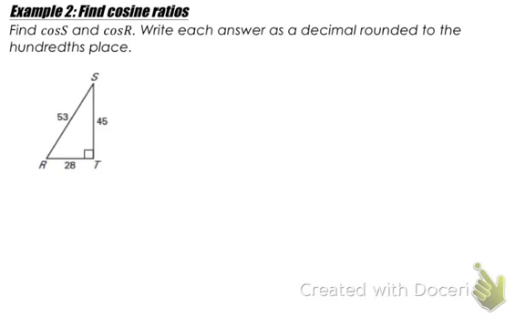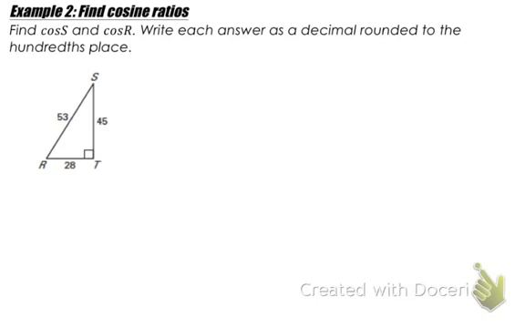Alright, now in this video, we're going to learn how to apply the cosine function to a triangle when you're given all of the side lengths. So example 2, we have to find the cosine of S and the cosine of R, and write each answer as a decimal rounded to the hundredths place.